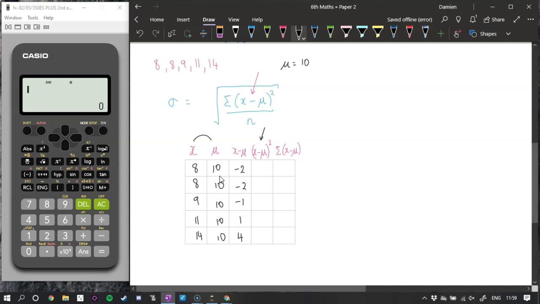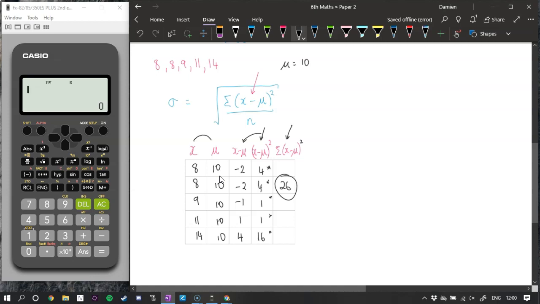And then this next line, we're going to take this line and just square it. So squaring -2, we end up with 4, 4, 1, 1, 16. And then finally, the last part here is the sum of the x minus mu's squared. There should be a square in there. So in other words, we're going to take this one, this one, this one, this one, and this one, and add them all up. So we got 4 plus 4 plus 1 plus 1 plus 16 is 26. So that gives us a total of 26.